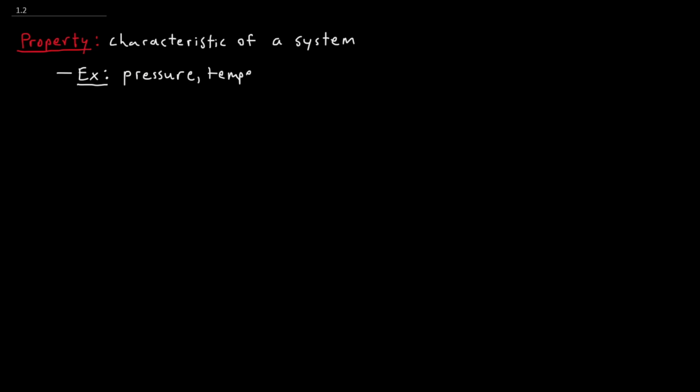In this lesson, we will first be going over the definition of a thermodynamic property. So, as intuitively as this may sound, a property is simply a characteristic of a system. So, for example, this could be either pressure, temperature, or volume. Since each of these, of course, generally describe the condition of a system.